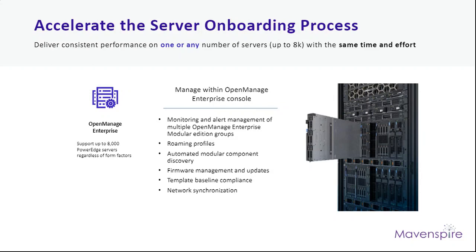So the goal is to accelerate the server onboarding process, and obviously we need to have some basic features. We need to be able to monitor and alert management if there are any issues, any profiles that may exist between chassis, modular component discovery, firmware management and template-based compliance, as well as network synchronization so that all hosts are within compliance. And just as a key item, OpenManage Enterprise supports up to 8,000 PowerEdge servers, whether it's modular or standalone, whether 2U, 1U within an MX7000 or an MX1000 chassis, it does support up to 8,000 PowerEdge servers within its database.